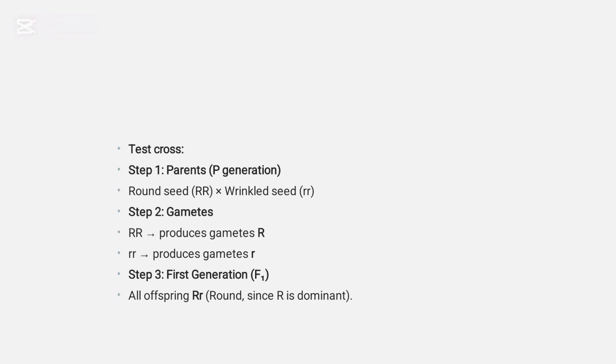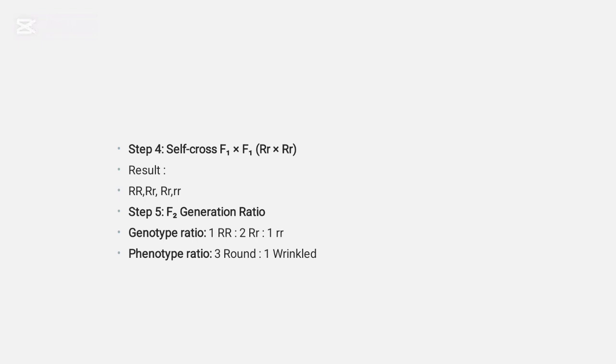In step 2, the gametes receive only a single gene from their parents. Capital R produces gamete capital R, and the recessive trait will produce gamete small r. In step 3, in the first generation, all offspring contain capital R small r and are round, since capital R is dominant. In step 4, we will cross the F1 generation, the first filial generation, with each other and obtain four different pairs of alleles.